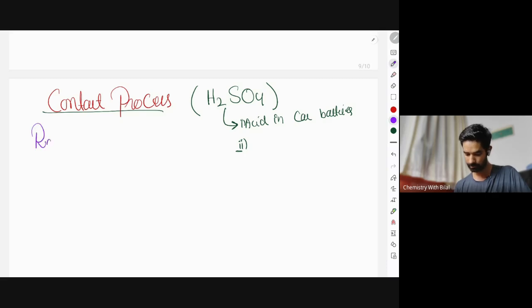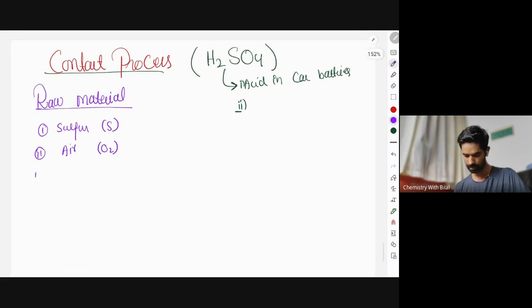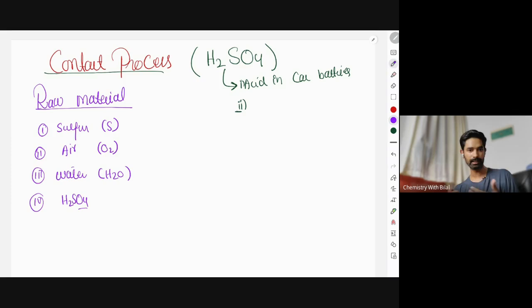What is the raw material? The raw material to make sulfuric acid, there's a list of raw materials. We need sulfur. Sulfur is a solid in powder form. We need, of course, air, which contains oxygen. That is part of the raw material. We need water as a raw material. And surprisingly, we need already prepared sulfuric acid as well. To make sulfuric acid, we need sulfuric acid.